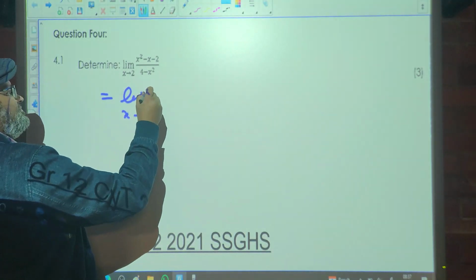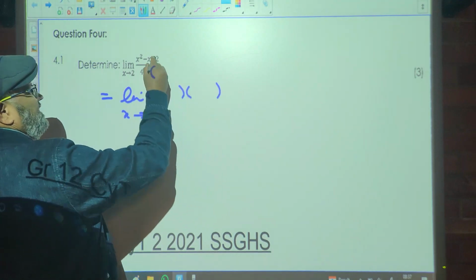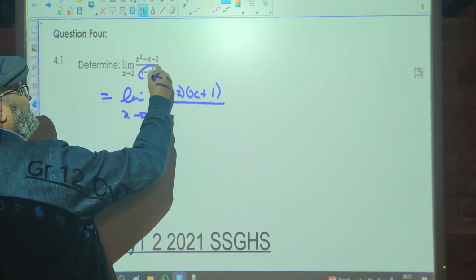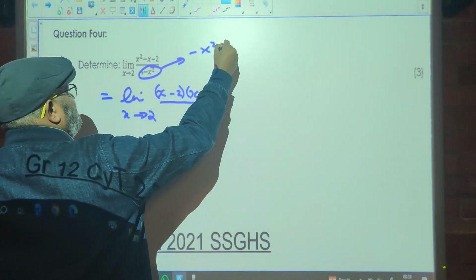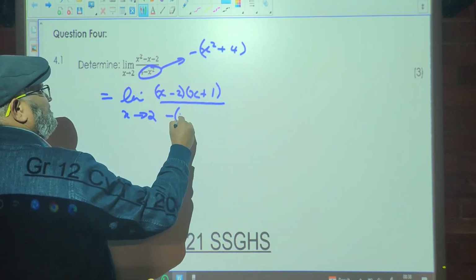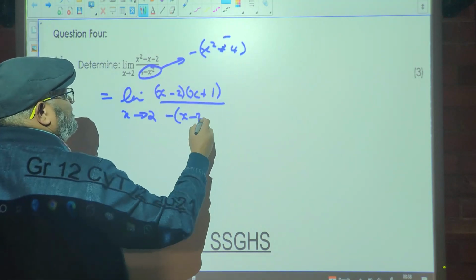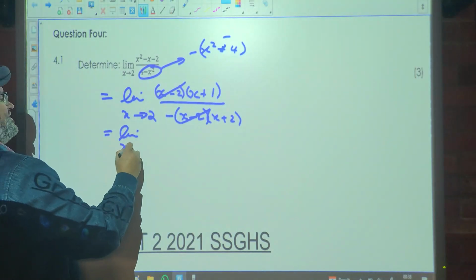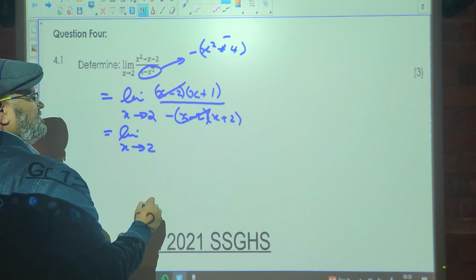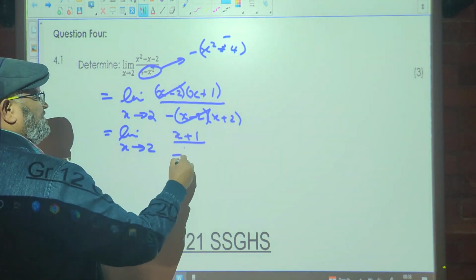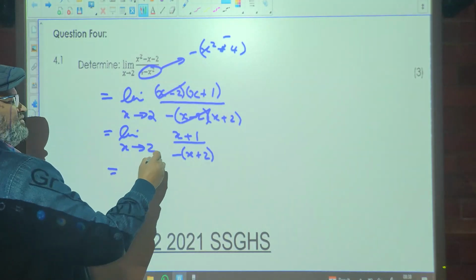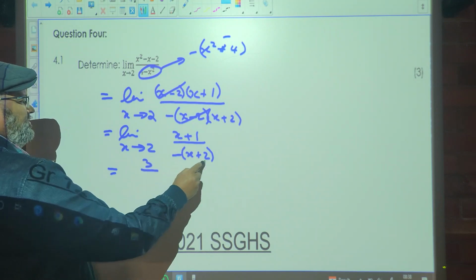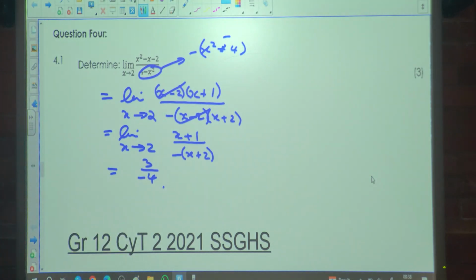So x approaches 2, and that will factorize into x and x, 2 and 1, minus plus, over, swap that around, negative comes out, and the difference of 2 squares. Okay, so we get the limit as x approaches 2 of x plus 1 over negative into x plus 2. So if we substitute that into here, I will then get 3 over negative 4. Okay.